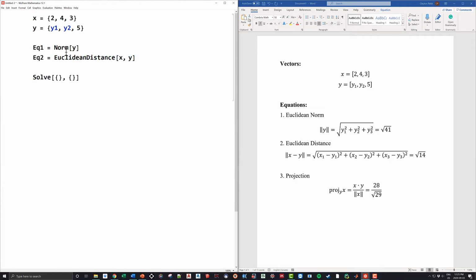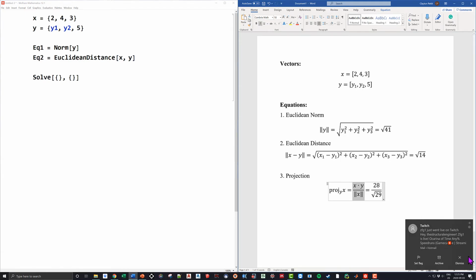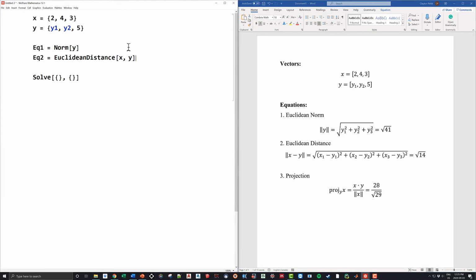So now I've got equation 1 is equal to the norm of y, which is exactly what we have right here. And then equation 2 is the Euclidean distance of x and y, which is this right here. So far, so good. And what you guys will do is have an equation 3, which you will input as the dot product of x and y divided by the norm of x. I'm sure that you guys can do that yourselves. It's not that hard. You guys will be just fine.